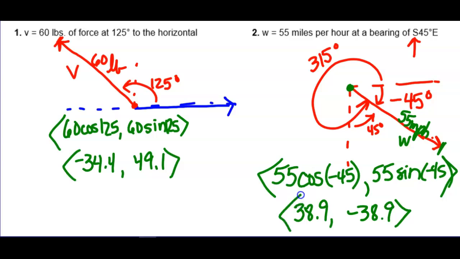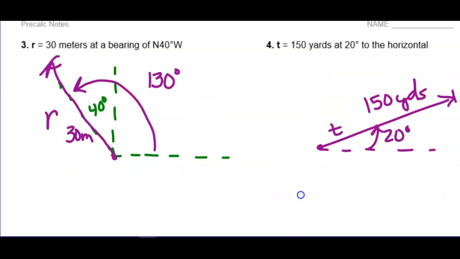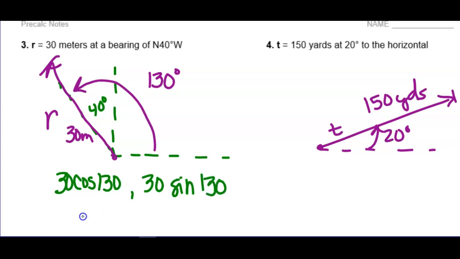What we're going to need is to find these components so that we can then add two vectors together tomorrow. All right, so this one had a 40 degree angle off of north towards the west. So that made it 130 off the positive x-axis. So 30 cosine of 130, 30 sine of 130 is what we should be typing. And you'll get an answer.